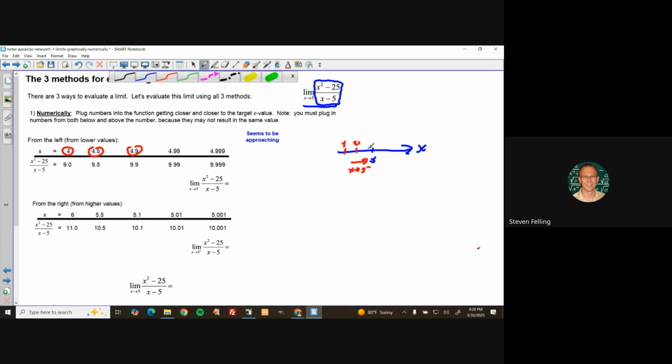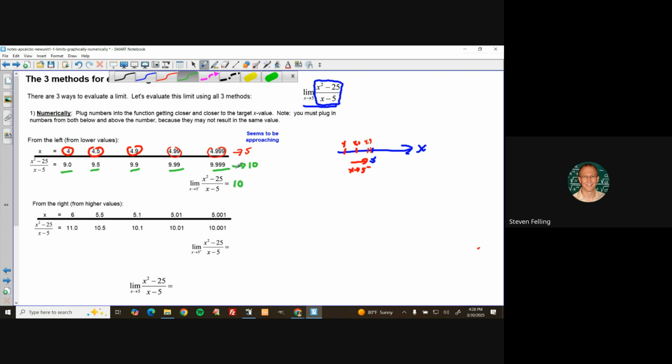And we could plug numbers like 4.9 in there, and 4.99, and 4.99. So as we're getting closer and closer to 5, what's happening as we plug that in? If you plug 4 and 4.5 and 4.9 and 4.99 and 4.999 into this function, you get these numbers out. These are all y values: 9, 9.5, 9.9, 9.99, 9.99. This appears to be approaching the number 10. It's getting closer and closer to 10. So we declare that this limit is equal to that number 10.